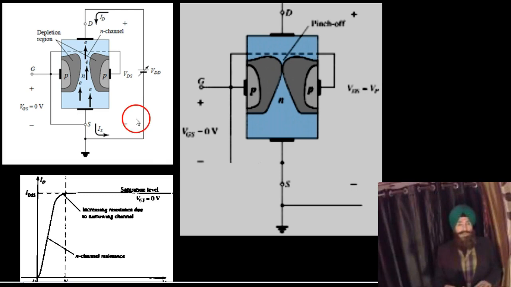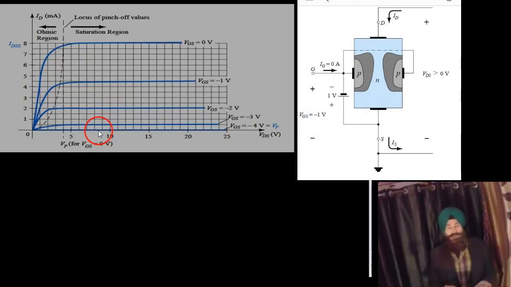So pinch off doesn't mean that current drops to zero. Pinch off means the current becomes constant after a certain voltage. That is called pinch off. Don't confuse that with the idea that pinch off means the current is reduced to zero. No. After pinch off, the current becomes constant.